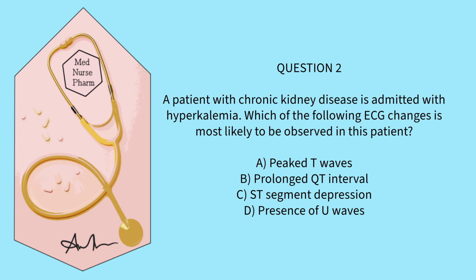Question 2. A patient with chronic kidney disease is admitted with hyperkalemia. Which of the following ECG changes is most likely to be observed in this patient? Peaked T waves, prolonged QT interval, ST segment depression, presence of U waves. Pause the video and select your answer.